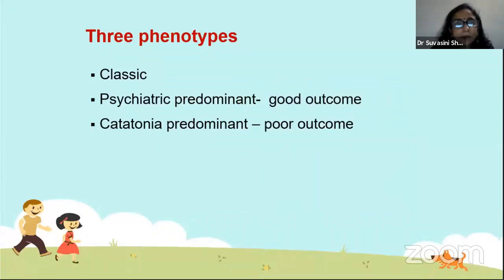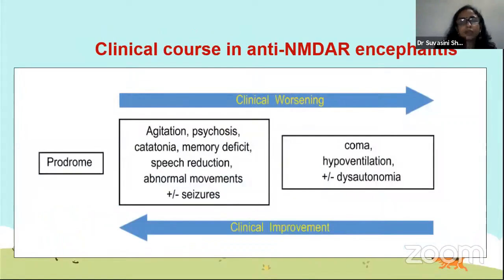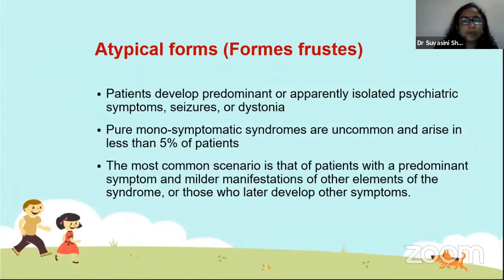So the three phenotypes are classic, psychiatric predominant, which is a good outcome, and catatonia predominant, which has poor outcome. So basically, like I said, it evolves into various stages, starting with the prodrome. Then there is agitation, psychosis, catatonia, memory deficit, speech reduction and abnormal movements, going on to coma, hypoventilation, and dysautonomia, and improvement also occurs in a sequential stage. Sometimes atypical forms can be seen, which include predominant or isolated psychiatric symptoms, seizures, or dystonia, but these are very uncommon. And the most common scenario is that the patient has a predominant symptom to start with, and later they develop symptoms or milder manifestations of other elements of the syndrome.